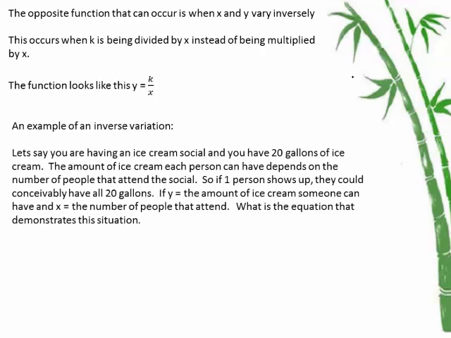If we have an ice cream social and we have 20 gallons of ice cream, the amount of ice cream each person can have depends on the number of people that attend. If one person shows up, they could eat all 20 gallons. So if y is the amount of ice cream and x is the number of people, we want to write an equation that demonstrates that situation. You have 20 gallons and you divide it by the number of people that show up. This is an inverse variation. So we have inverse variation and we have direct variation. They look similar, but it's just a matter of where you place the x.